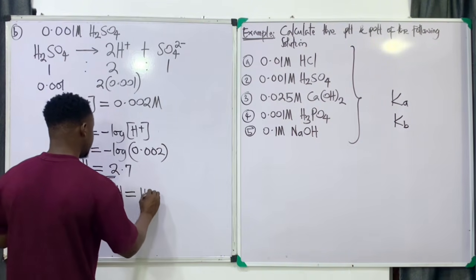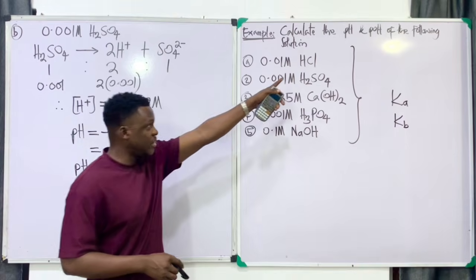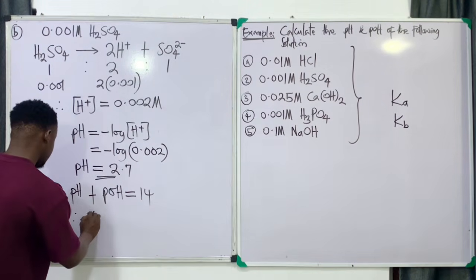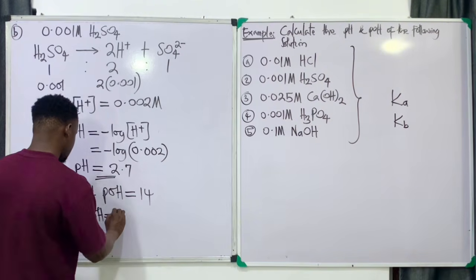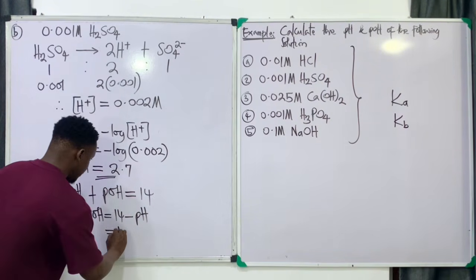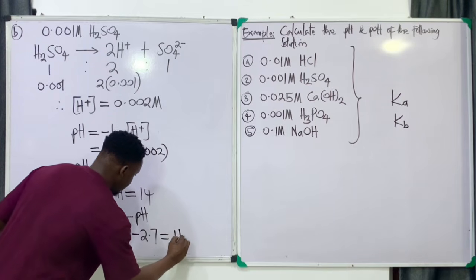So we now have pH plus pOH is equal to 14. Remember, we were asked to solve for pH and pOH. So this now becomes 14 minus 2.7, which is 11.3.